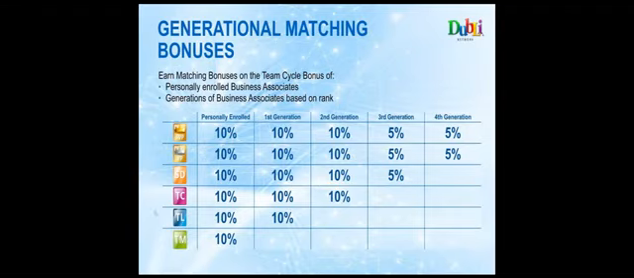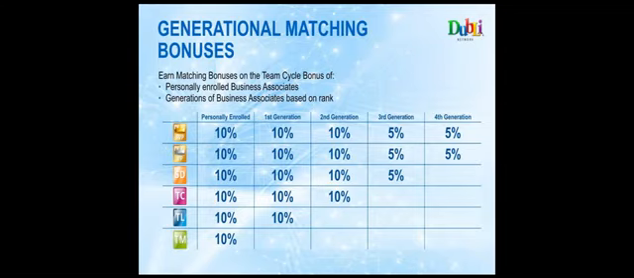If you're a team coordinator, you get your 10% on your personal enrolled, but you're going to get 2 generations of 10% on team coordinators. Now they could also be higher rank. Let's say you had somebody you enrolled and they took off running and they were a sales director. Well, a sales director will still count as a team coordinator to you, and you're going to get 10% on that generation of them. Or vice president, doesn't matter.